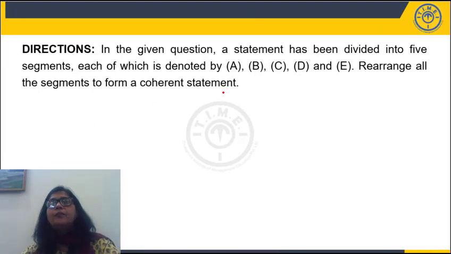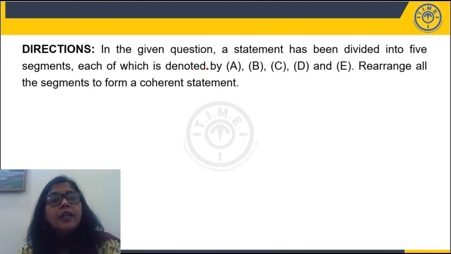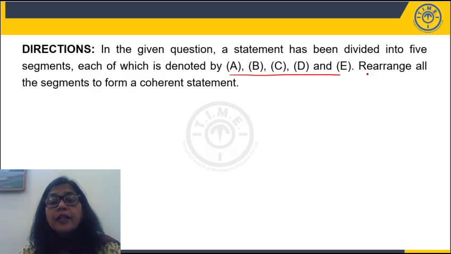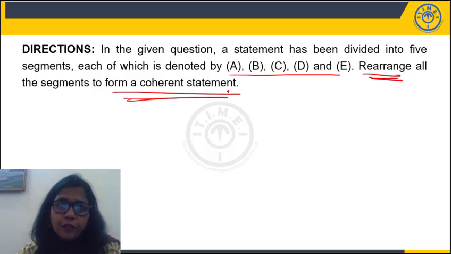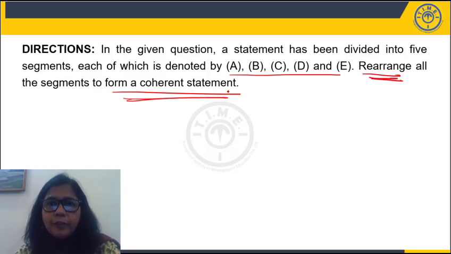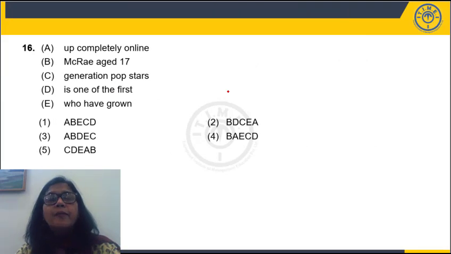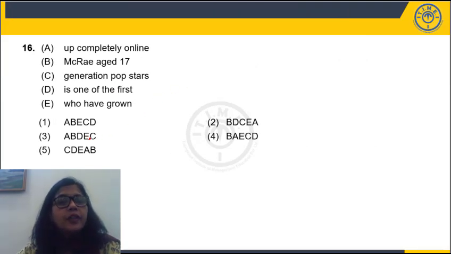Okay, now some other types of questions here. In the given question, a statement has been divided into 5 segments, each of which is denoted by A, B, C, D, E. Rearrange all the segments to form a coherent statement. So we have to form one particular sentence. Fine. Bringing together all the segmented parts in a proper way. Have a look here. So see, options are given here. So run a quick eye through all the options, all the parts of the sentence given here.